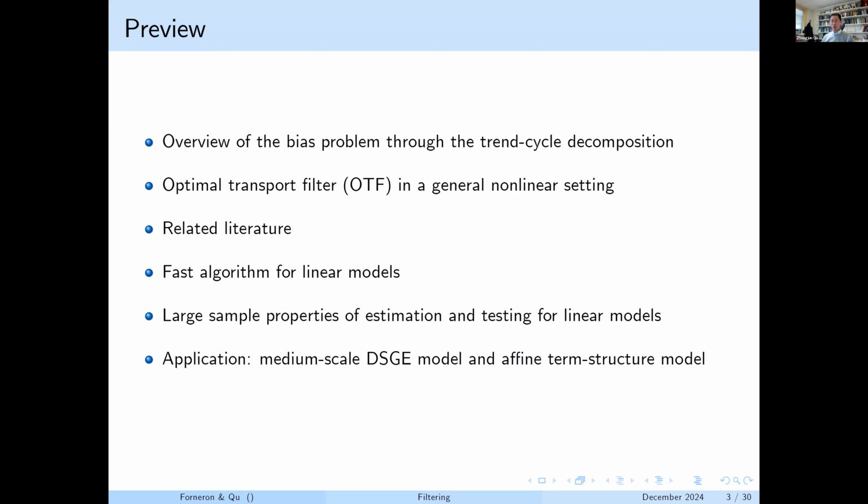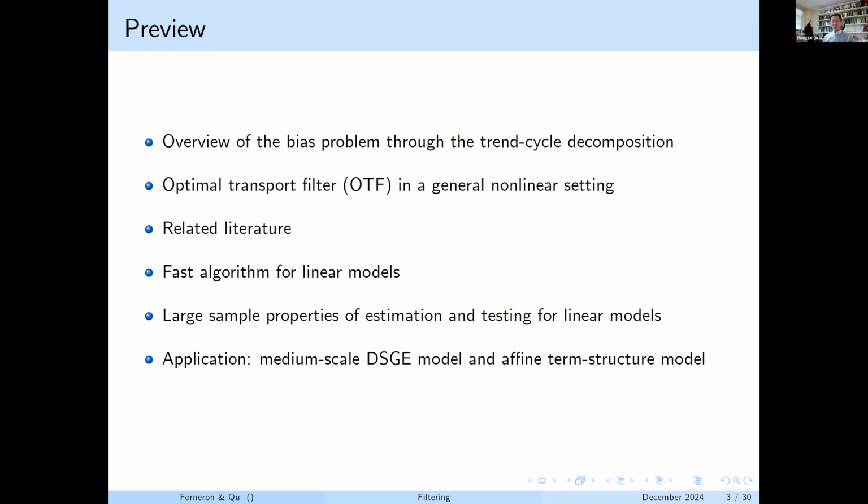After that, I'll be presenting a fast algorithm for linear models. For this part, I will be showing you closed form expressions. If you look at the first 4 bullet points, they are mostly about filtering given parameter values. In other words, they do not really address the issue of parameter estimation. This issue is addressed in bullet point number 5. There we'll have methods for estimation. We'll also have large sample properties for that.